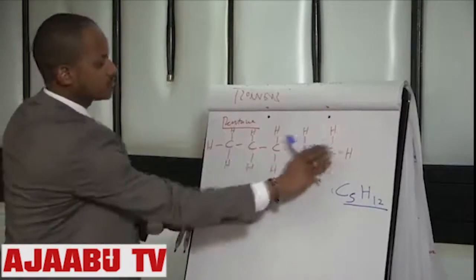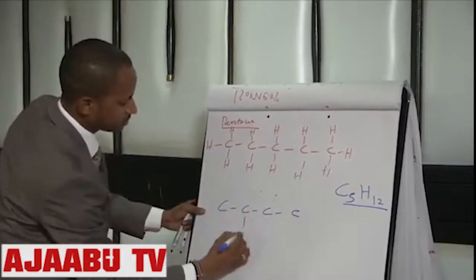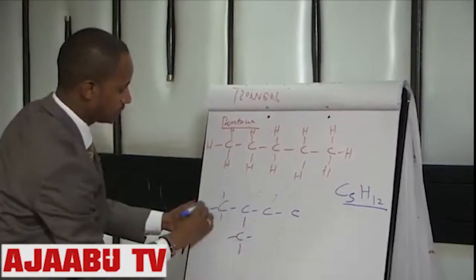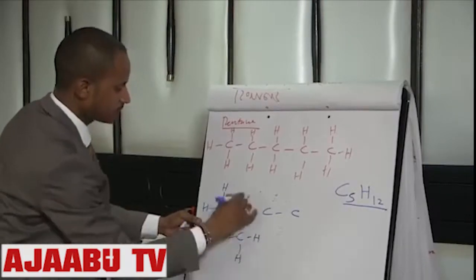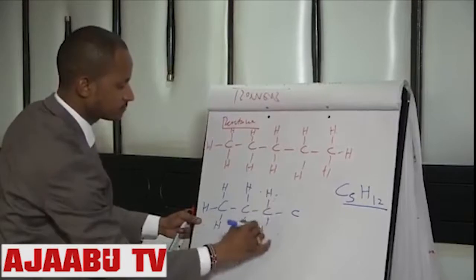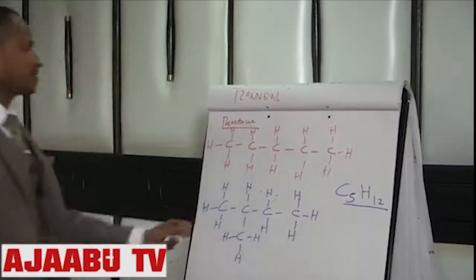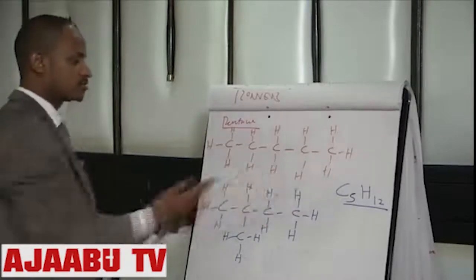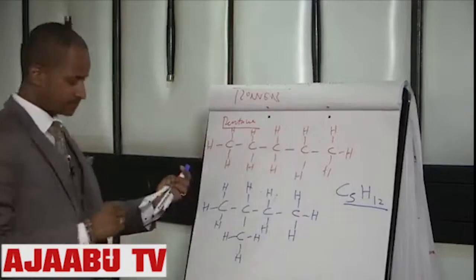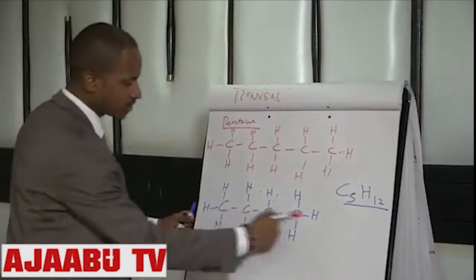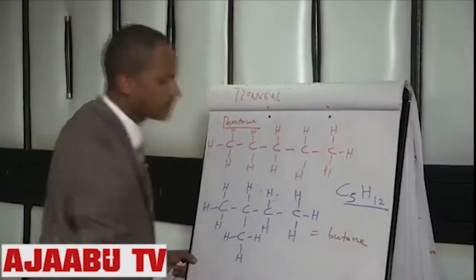Just reduce by 1 and branch it. Branch it there. We branch it. After branching it, you name it. Identify the longest continuous chain. This is called pentane, but what do we call this? Identify the longest continuous chain as 4 carbon atoms. That makes it butane.